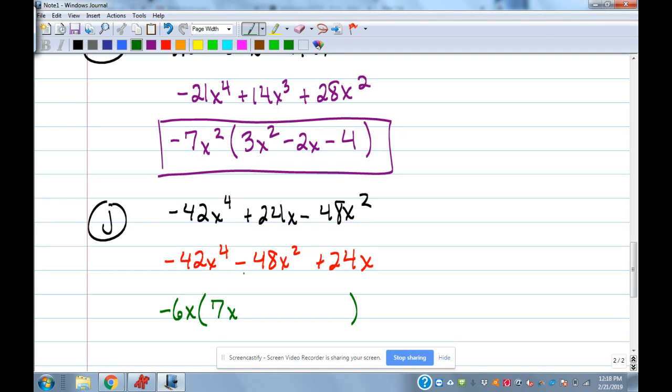+7x to the third. If it had 4 to begin with and I took 1 out, that's 3 left. Okay. -6 times what will give me -48? +8. x. Well, I need it to be second when I multiply it out, but I've taken 1 out. There were 2 to begin with, so there's only 1 left. What times -6 gets me a +24? -4, good. And does it need any x's? No. There is the factored form of that.